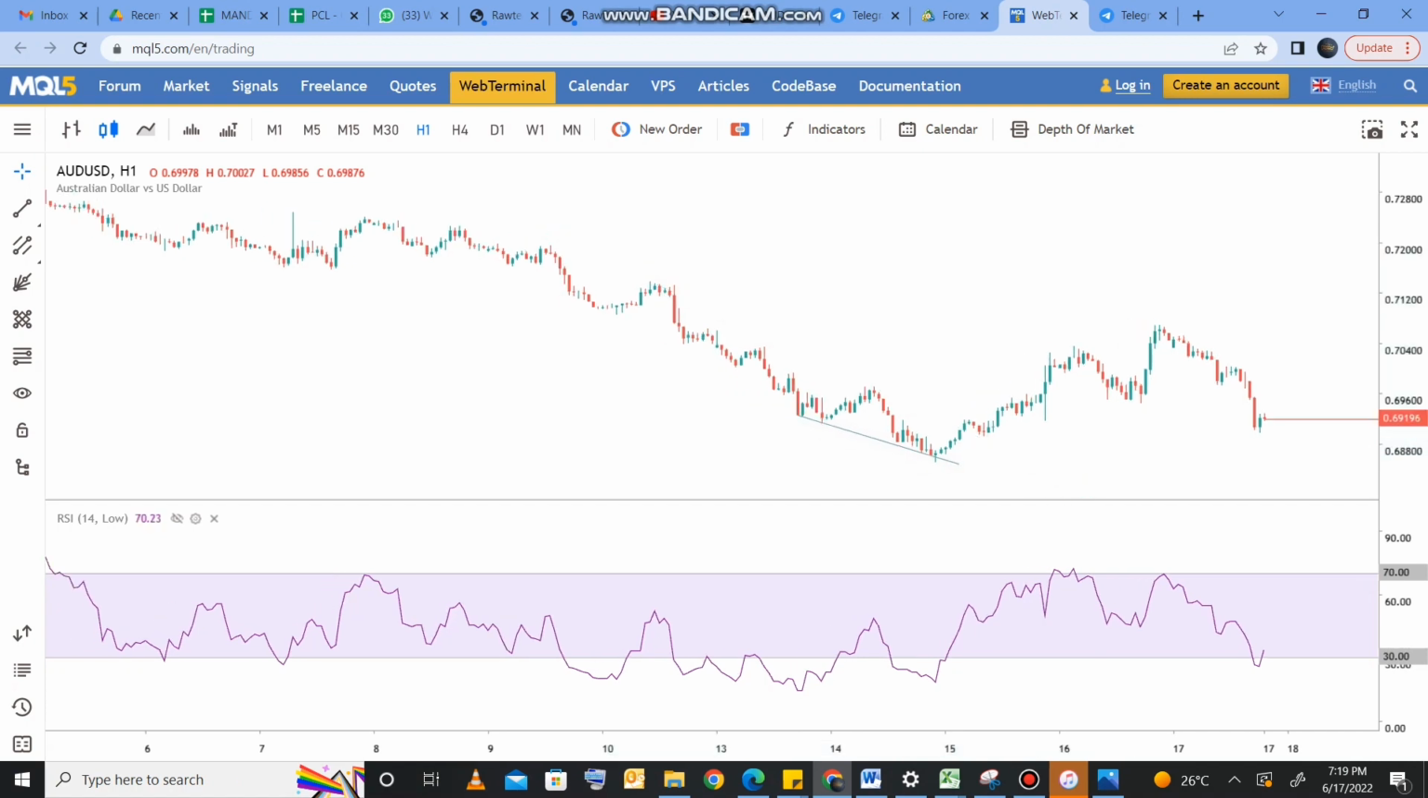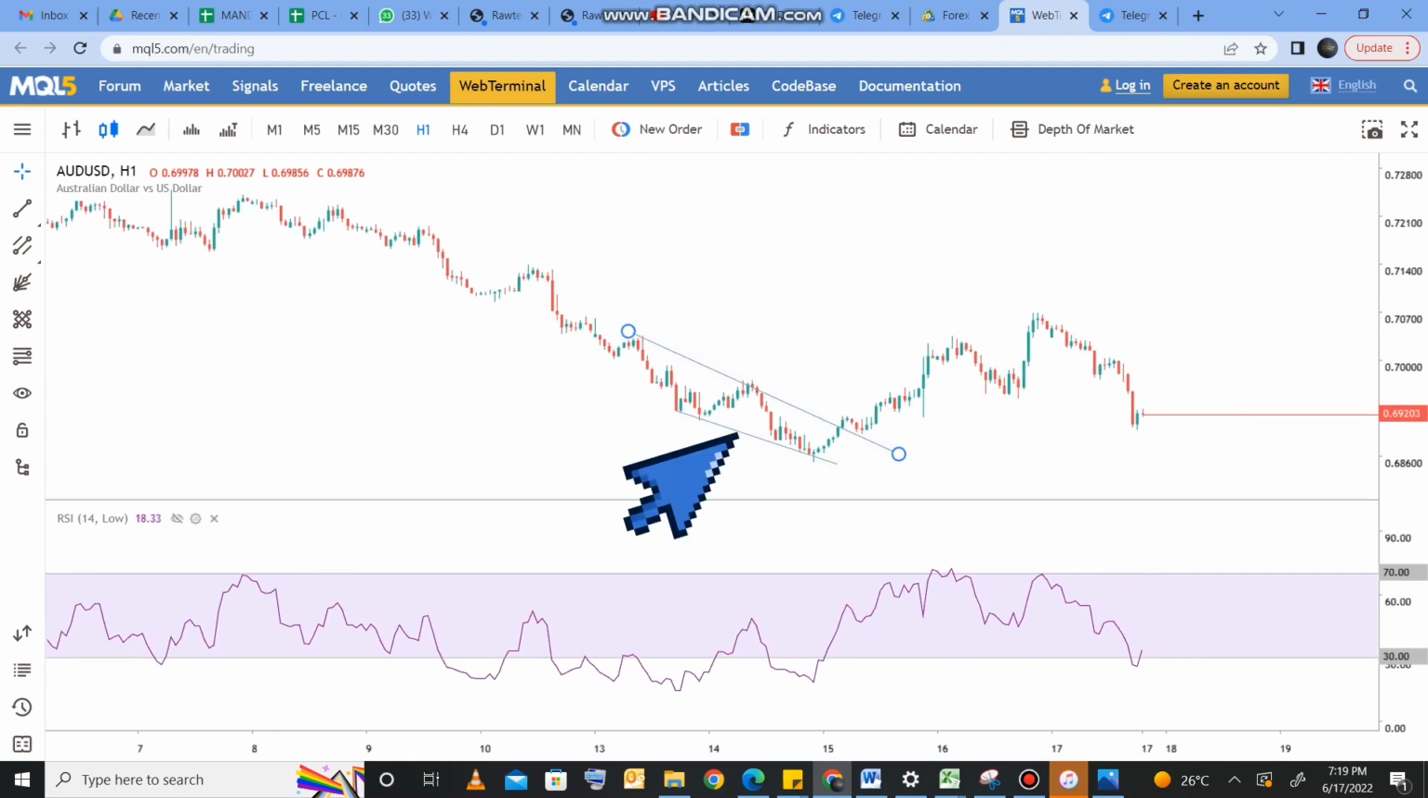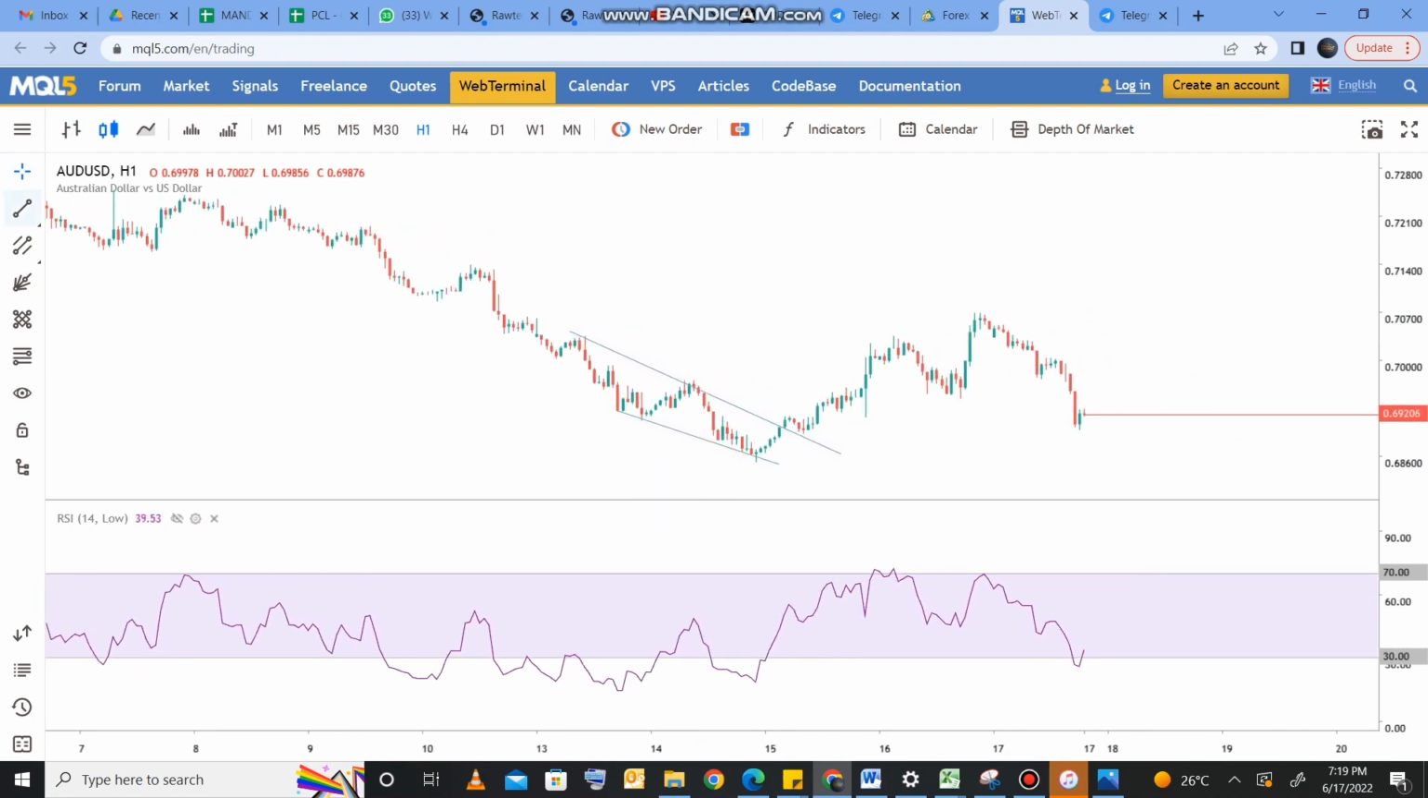This is a falling wedge right here, guys. You need to be able to identify all these small things in the market. So this is my falling wedge, as you can see. Market gave me my W pattern, and then same thing, we have divergency.